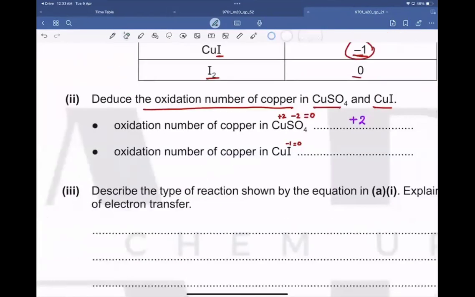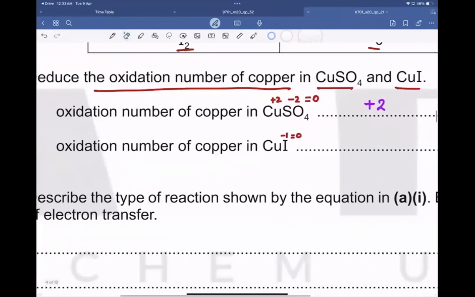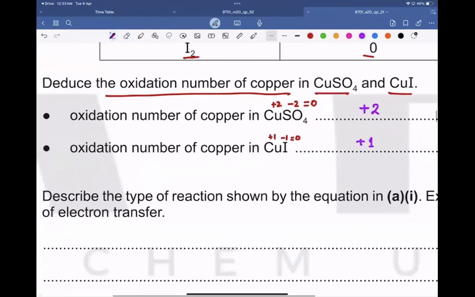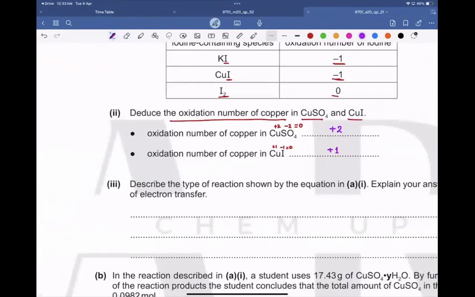From here, I can identify it. Otherwise, you can look at the periodic table. Then the net charge is 0, so it means that the copper over here is going to be +1. That's why we are getting the net charge 0. So over here, I'm going to write +1. So that's what we have studied in redox, how to find the oxidation numbers. Is this clear to all of you?